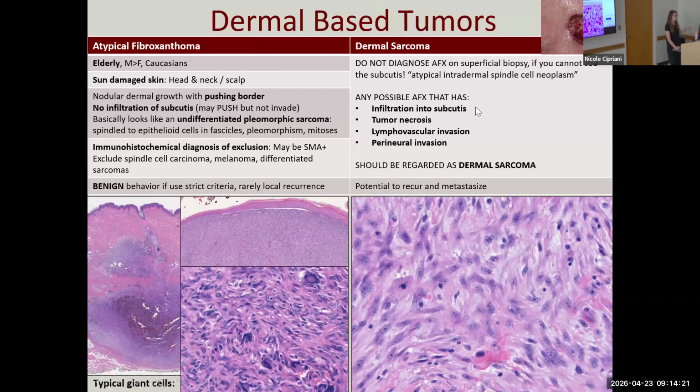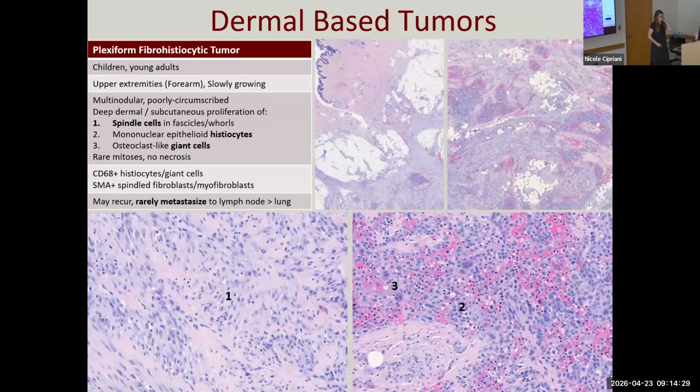If they have infiltration into subcutis, necrosis, LVI, PNI, those can recur and recur and recur and metastasize. So I just treat these with caution. Okay, now we're going to move on to some rarer things that might come up. So I have no good associations for them, so we're just going to go with it.